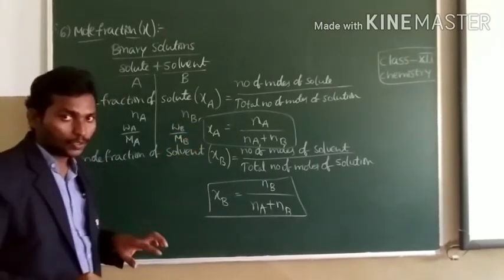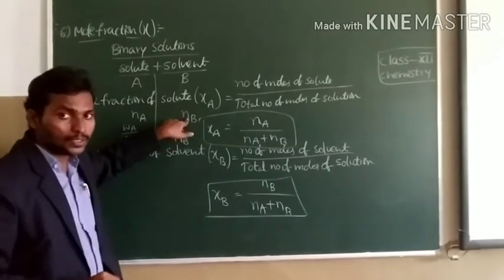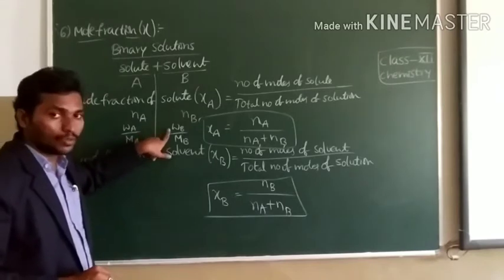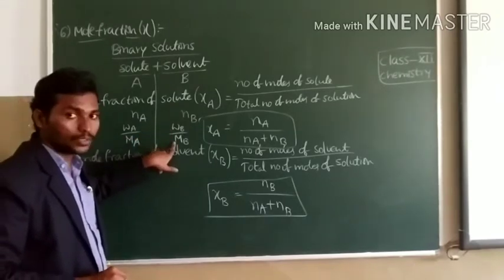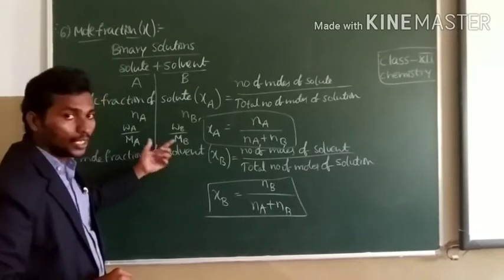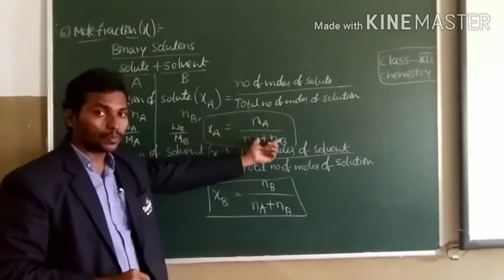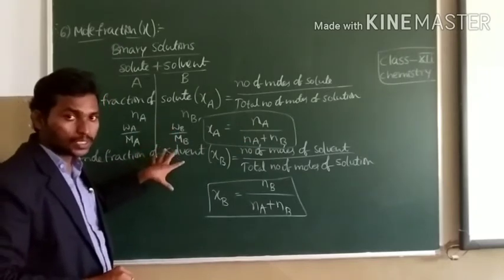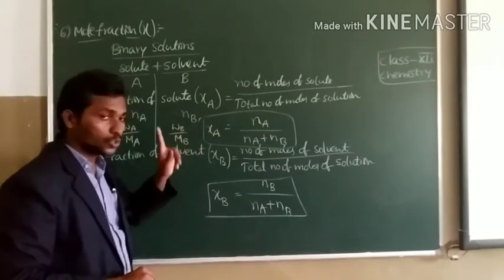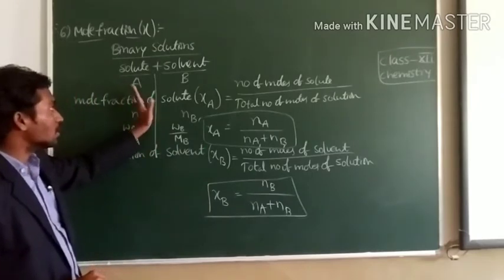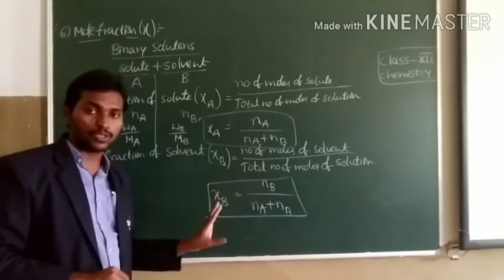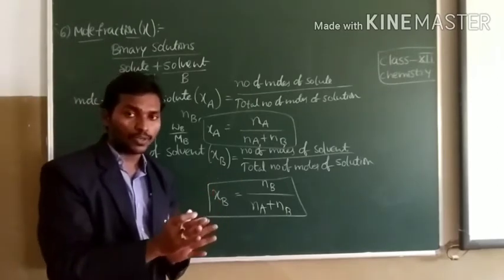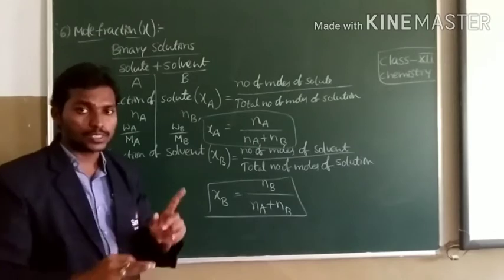I hope you are getting the point children. Nb means number of moles of solvent, that is equal to mass of solvent by molar mass of solvent, that is equal to Wb by Mb. If we substitute the values in the given formula, we can express those in mass of the substance by molar mass of the substance. In a solution, mole fraction of solute and solvent add up to 1. That means in a solution, the sum of mole fractions of solute and solvent is equal to unity, children.